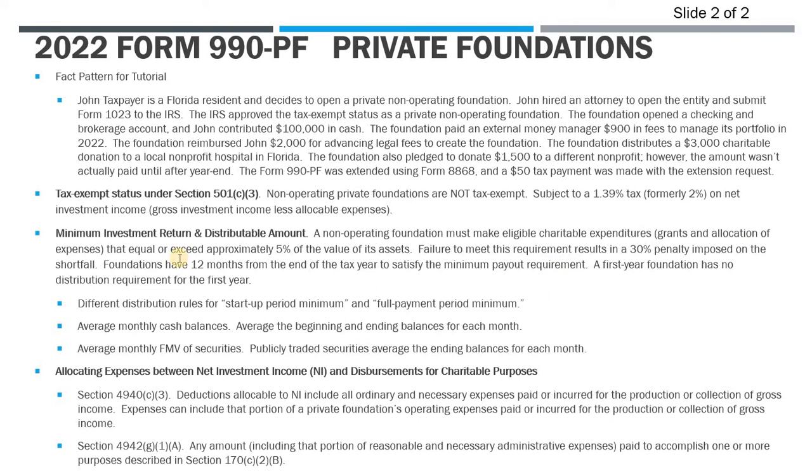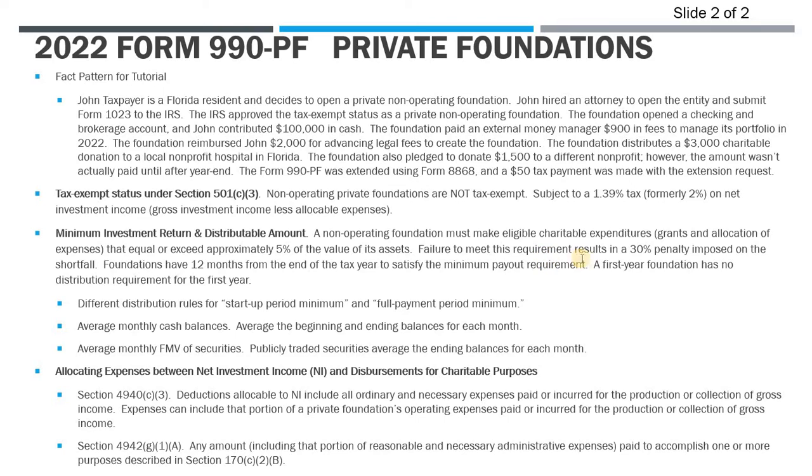Now, the amount that you have to send out is equal to or exceeding about 5% of your foundation's assets. And I say about 5% because you'll see with the calculation later that we're taking averages of each month, so you can't really pin it down to one date on which you would value your assets.